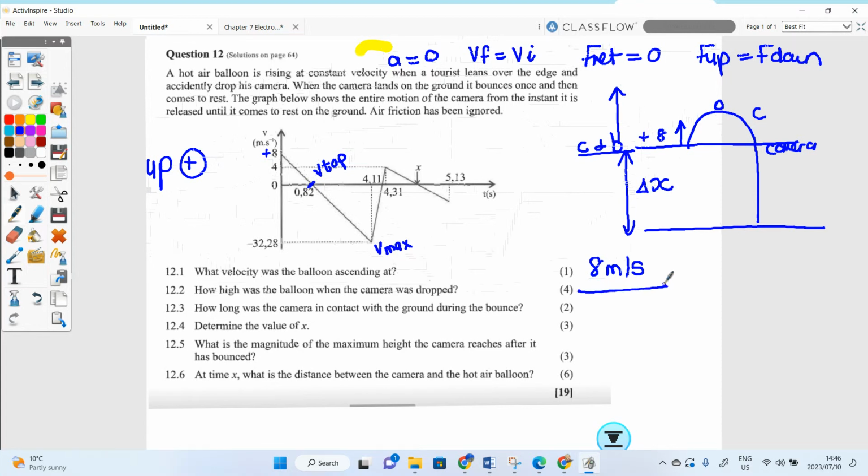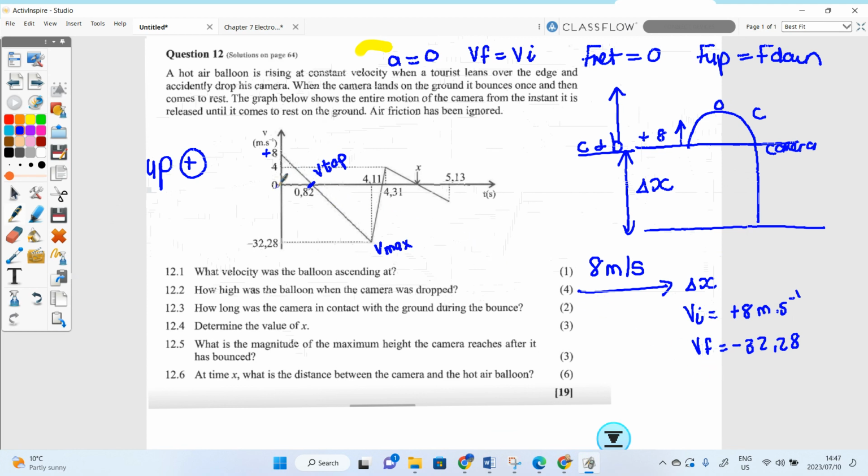is the displacement for both of them. So what they're actually asking for is delta x for the camera, because it's the same as the delta x for the balloon. So what have I got for the camera? I want delta x. I have VI, positive or negative? Positive, plus 8 meters per second. What is VF? Negative 32.28. Can I work out delta x? Yes. Do I have the time? Yes, you do.